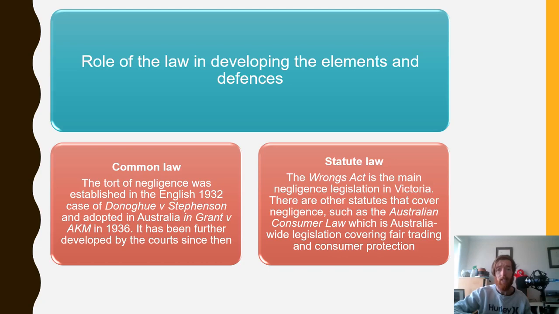How it's developed through statute law. So the Wrongs Act is the main negligence legislation in Victoria, and there are statutes that cover negligence, such as the Australian Consumer Law, which is an Australian-wide legislation covering fair trading and consumer protection. So basically, if you are given a product that is faulty or is going to cause injury in some way, you are protected by consumer law.